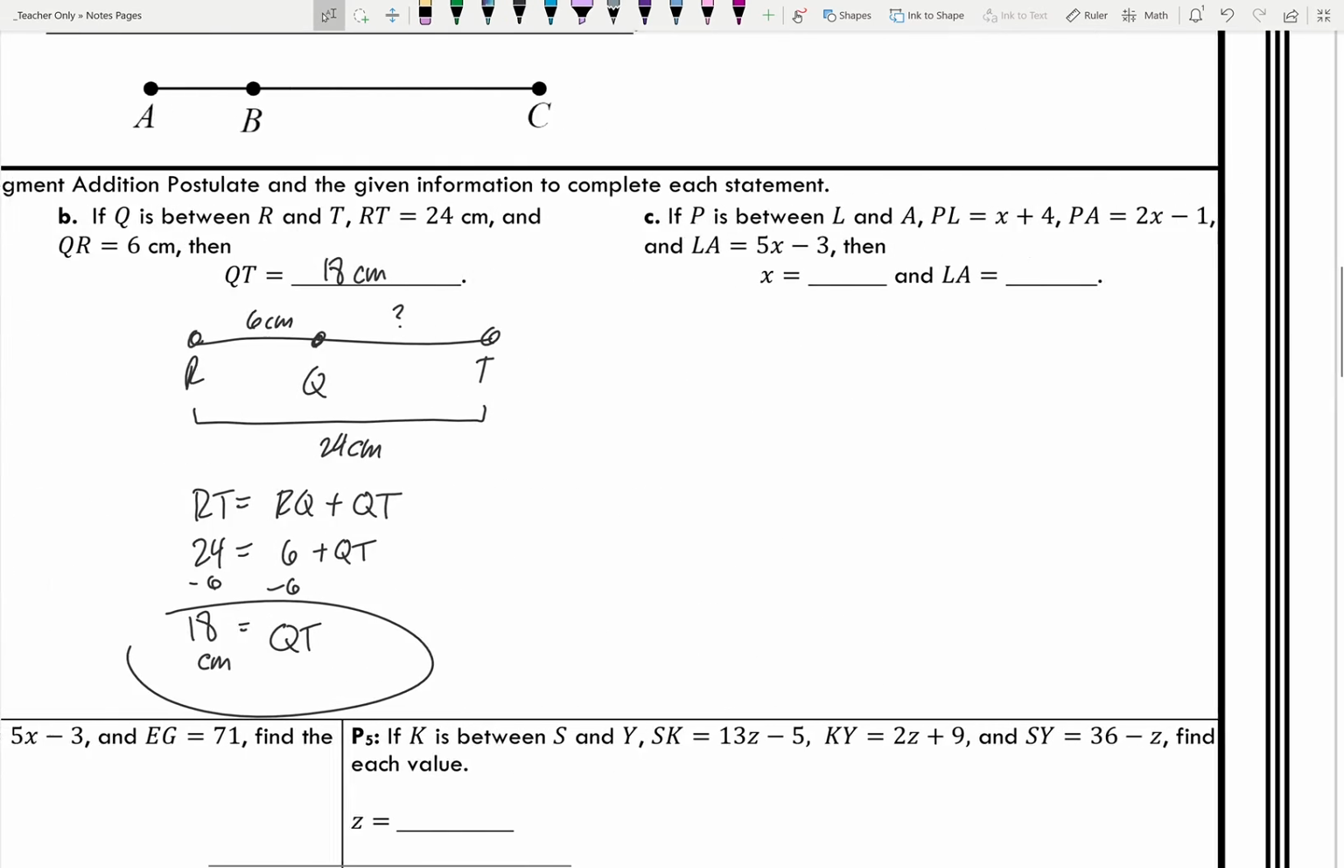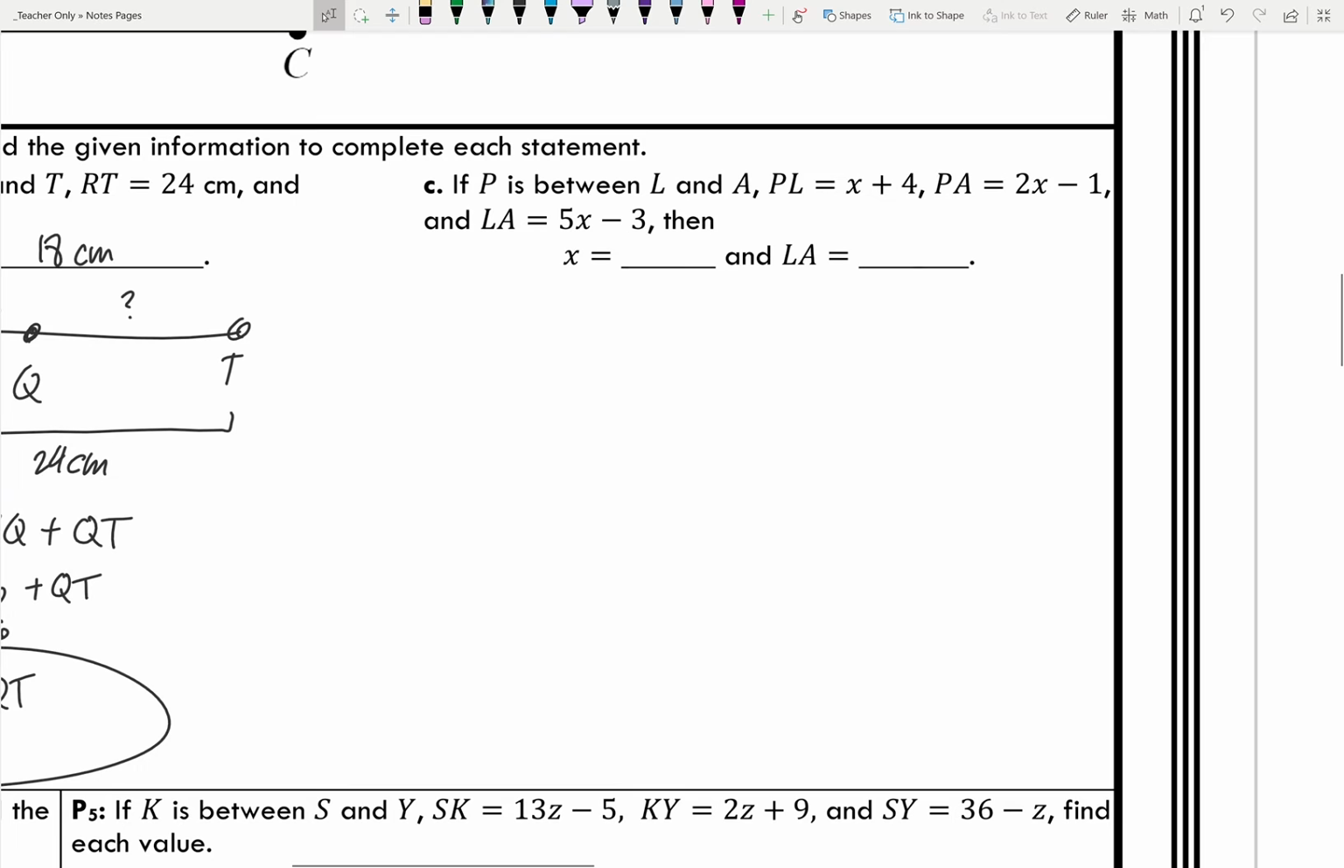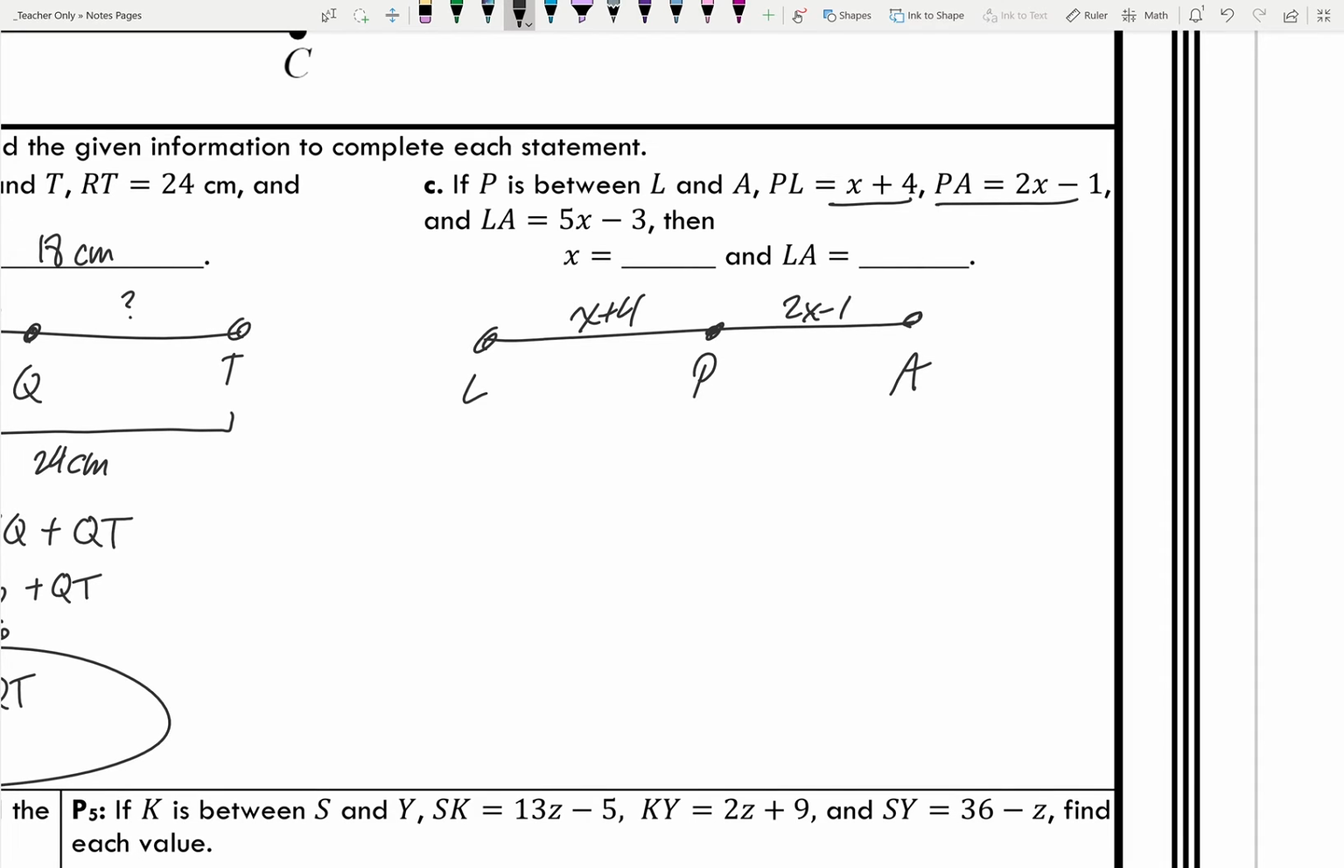Alright, now we're going to move on, get a little bit harder with some algebra in our statement, but it's the same concept we're doing. But first, we're going to solve for x. We have just an extra step in all that. So, P is between L and A. So, L, A, P. PL is x plus 4. So, I just put x plus 4. PA is 2x minus 1. And LA is just 5x minus 3.